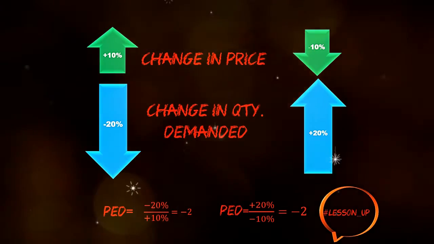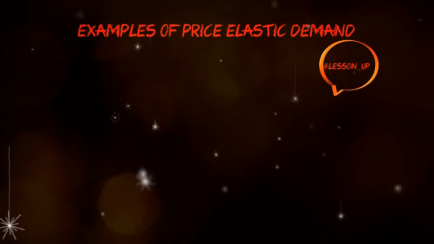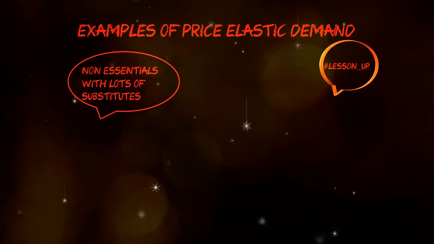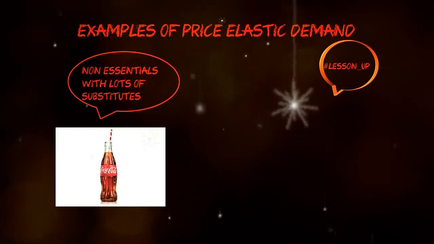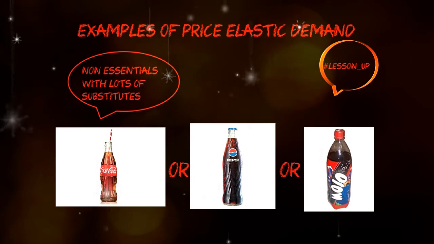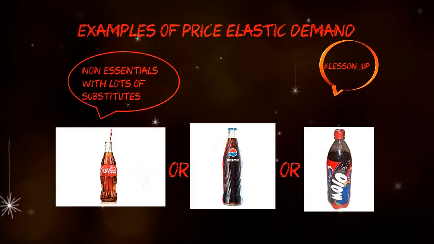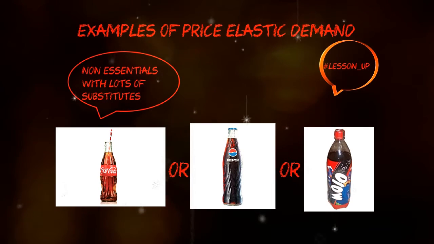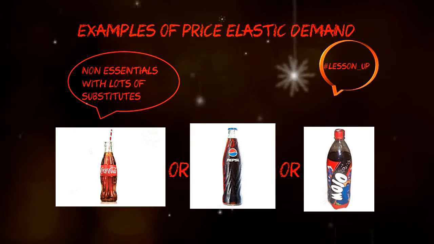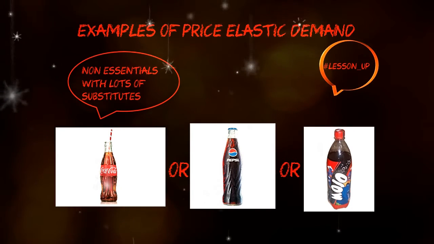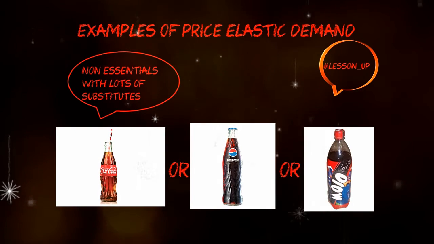Now let's have a look at a few real life examples of products which have price elastic demand. Usually non-essential products which have a lot of substitutes tend to have a price elastic demand. So let's consider this popular soft drink, Coca-Cola. Coca-Cola does have a lot of substitutes. So if there is a small increase in the price of Coca-Cola, you expect most of the consumers to switch towards its substitute, like let's say Pepsi. So you see, for Coca-Cola, a small increase in price is causing a significantly larger decrease in its quantity demanded. That means Coca-Cola is likely to have a price elastic demand, a very responsive demand to change in price.